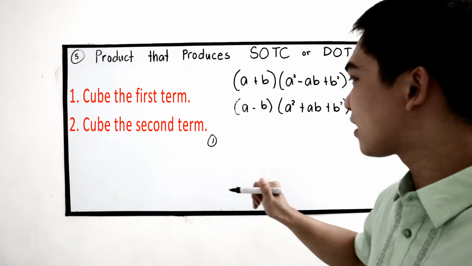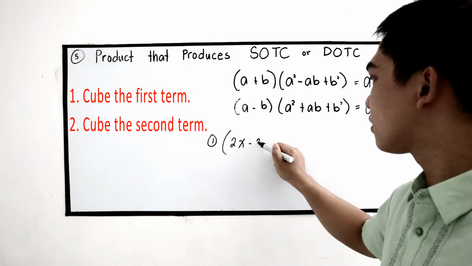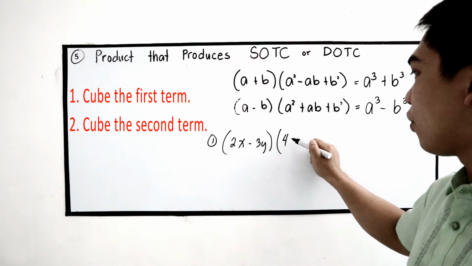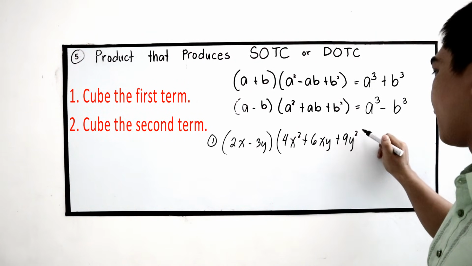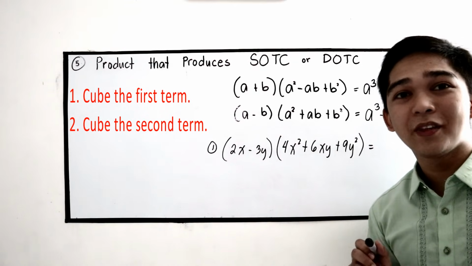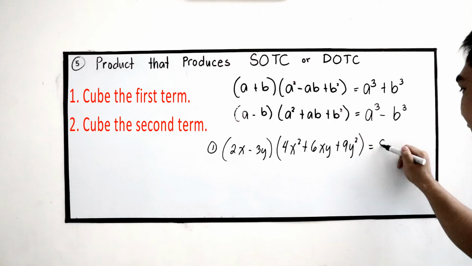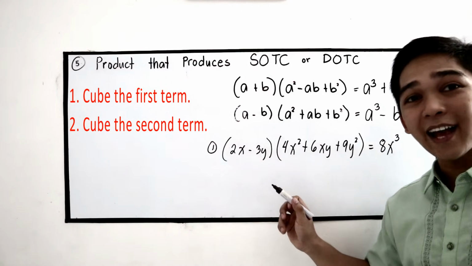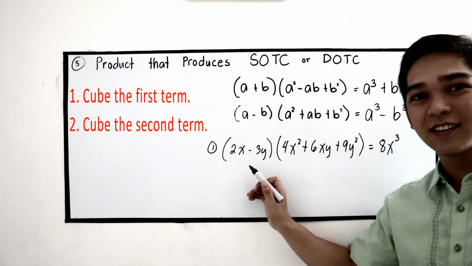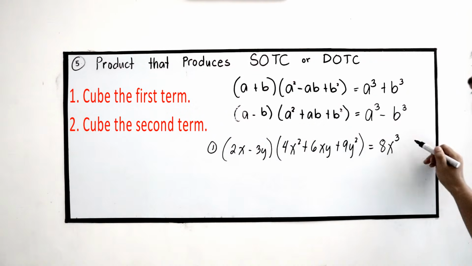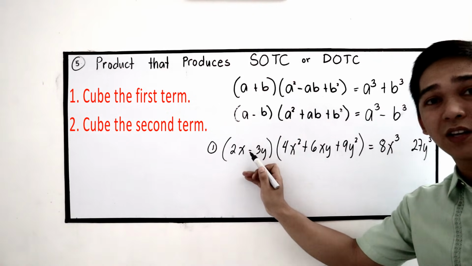Another example, letter A. Now, number 1. (2x minus 3y) times (4x squared plus 6xy plus 9y squared). The first step, cube the first term. 2x times 2x times 2x. That is 8x cubed. Next, negative 3y cubed. So that is 3 times 3 times 3, 27y cubed. What will be our sign? So the sign of the binomial is minus, so write minus.